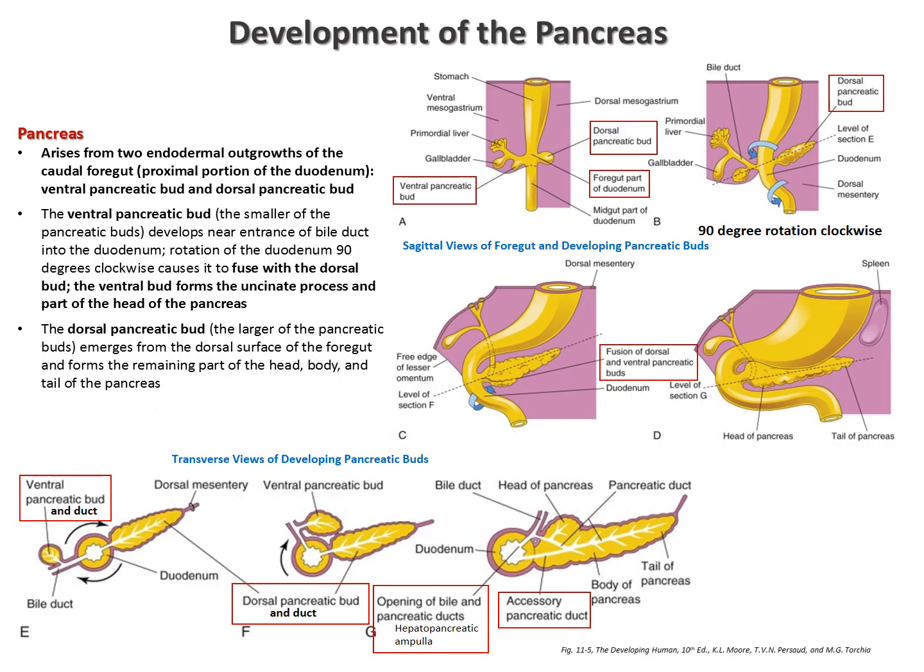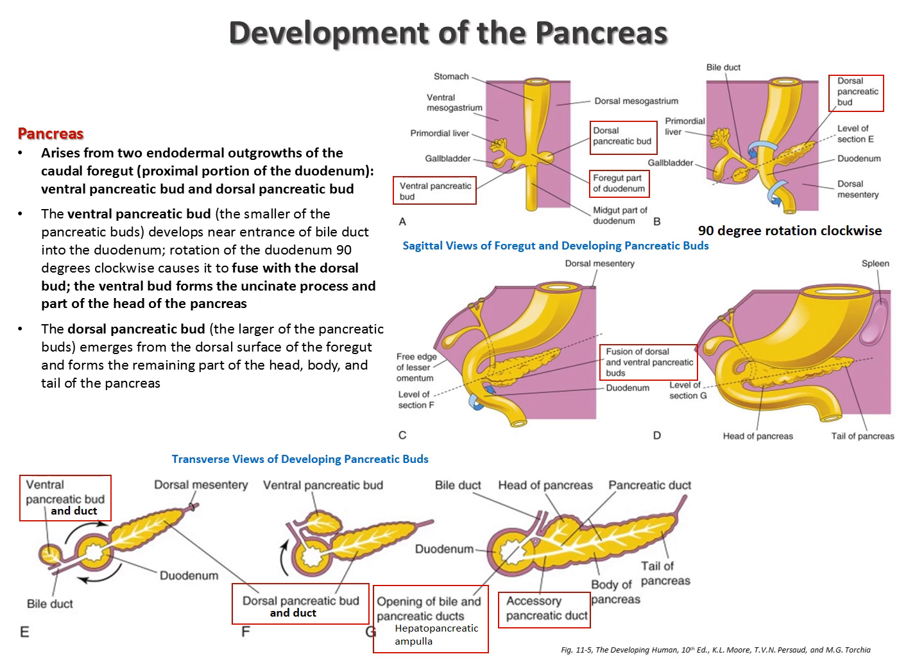The next 2 slides describe the development of the pancreas. The pancreas arises from 2 endodermal outgrowths of the caudal foregut or proximal portion of the duodenum, a ventral pancreatic bud and a dorsal pancreatic bud. These can be seen in the sagittal views above and in the transverse views below.